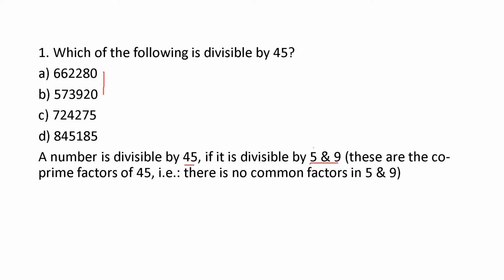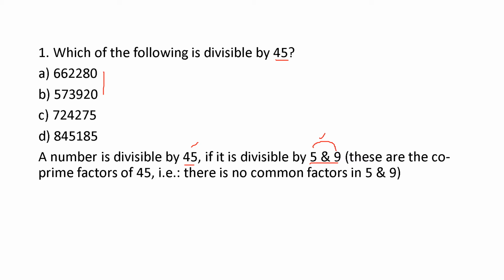We know that 5 nines are 45, right? So, a number is divisible by 45 if it is divisible by 5 and 9. This way you have to find. If it is divisible by 5 and 9, that is because 5 nines are 45, then we can say that the number is divisible by 45.